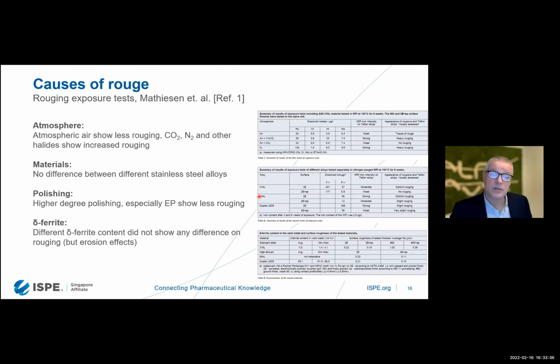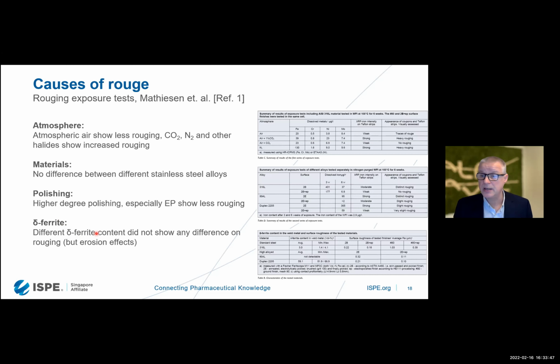There has also been a lot of discussion about delta ferrite. Some suppliers say you need to have a low delta ferrite, and that actually started in 1990 in Switzerland, when there was a Basel norm generated by a personal care company. I think it was Unilever that made a test, and they could show that a low delta ferrite content will reduce the rouging in their system. But the tests that were made in this exposure test show that the delta ferrite content has no effect on rouging.